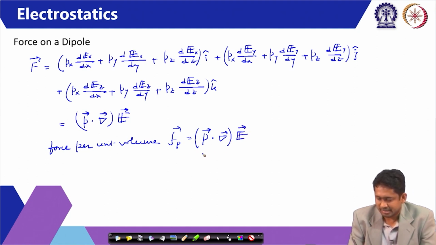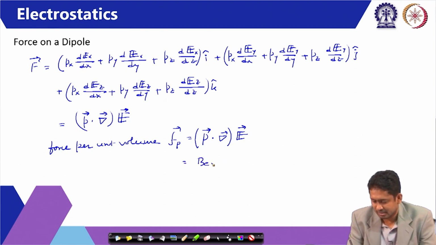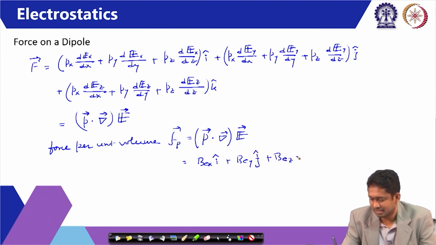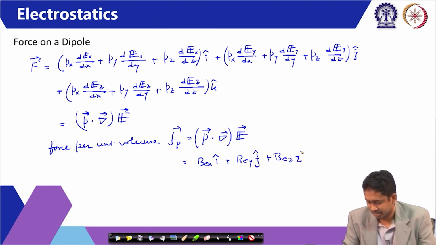So, it is this. Now, similarly, this also can be written as a component along x, component along y, and component along z. So, Bx, By and Bz are the components of these forces along x, y and z.